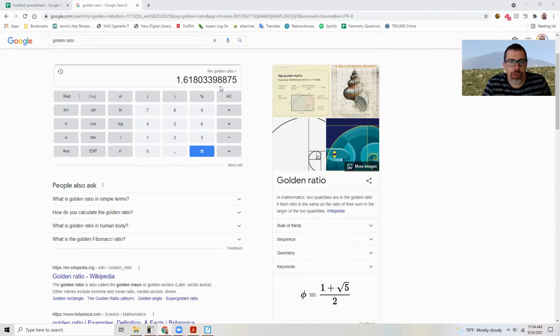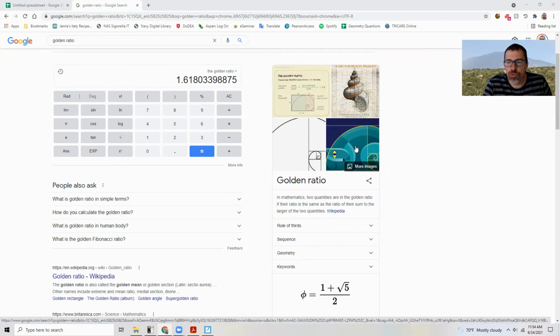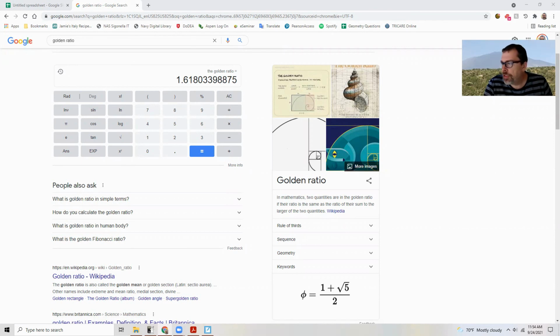Okay, so here it is. I went to Google. The golden ratio is 1.6180339. So there's phi, and it's 1 plus the square root of 5 over 2. And that gives us this irrational number, the golden ratio. And it has a lot to do with uniformity in nature. Pretty interesting stuff.